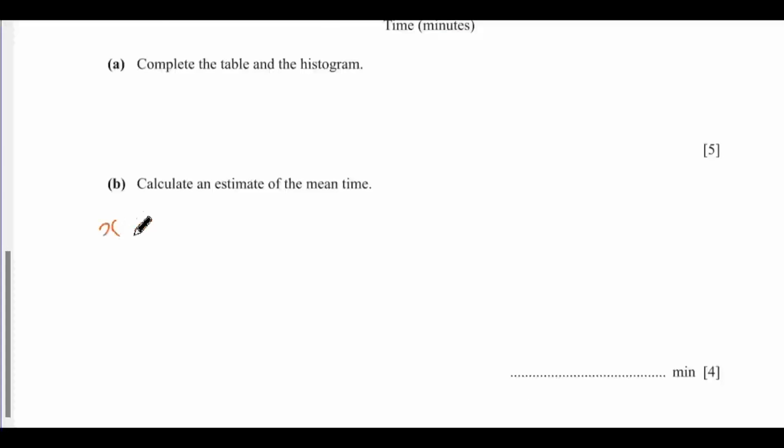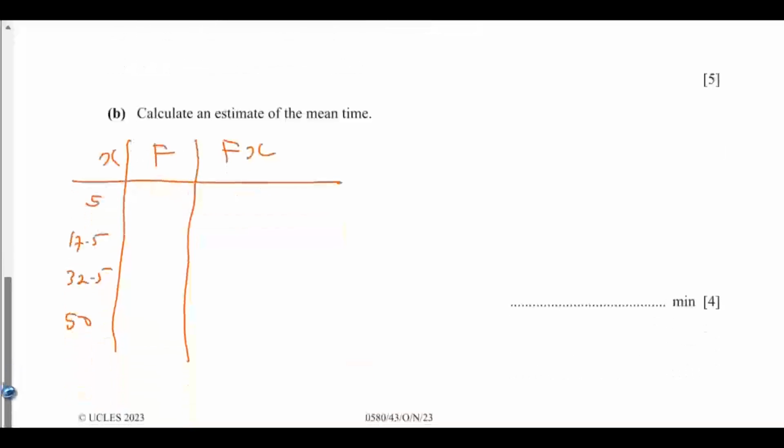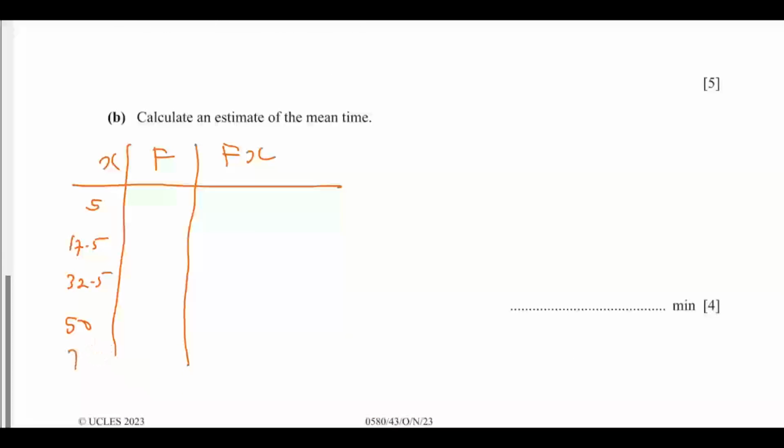So the average will be x. Then we have the frequency to be f like this. So we can have the product to be fx. Here we're going to have 5, 17.5, 32.5, 50. Let's scroll down a little bit, and we have 70 when you find the averages.